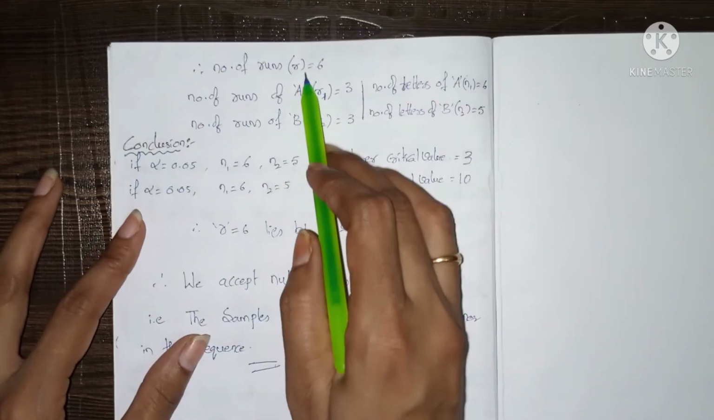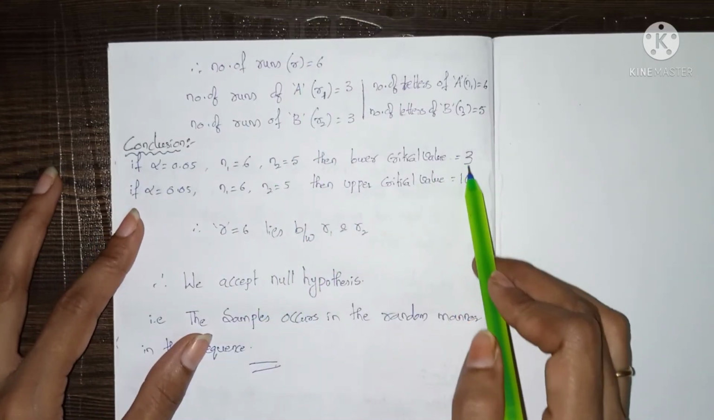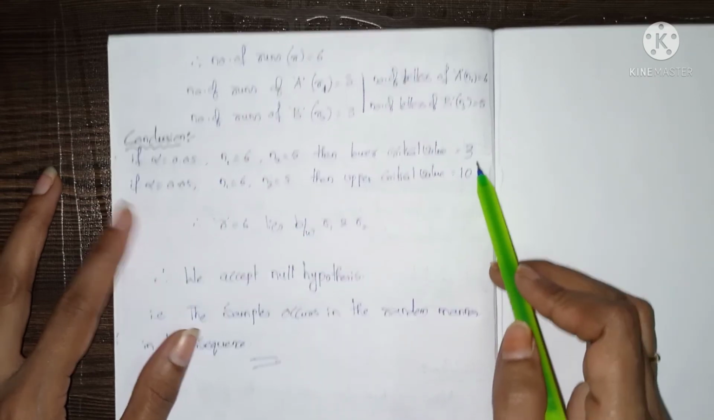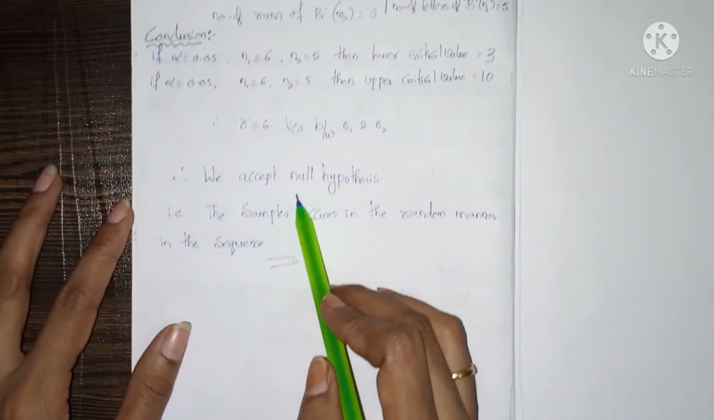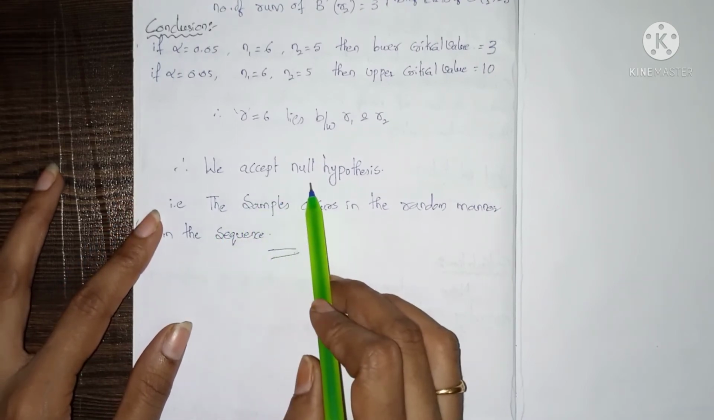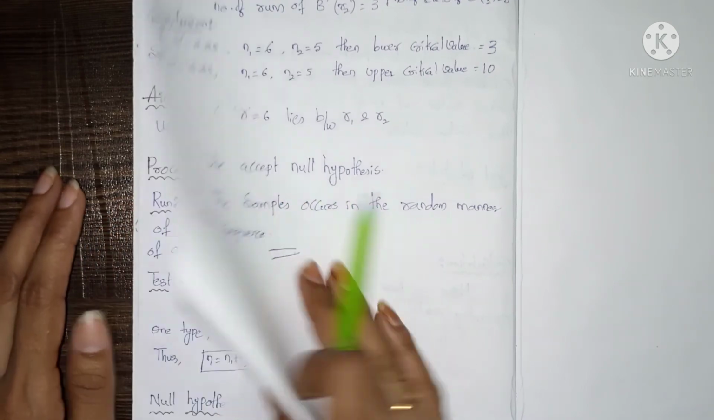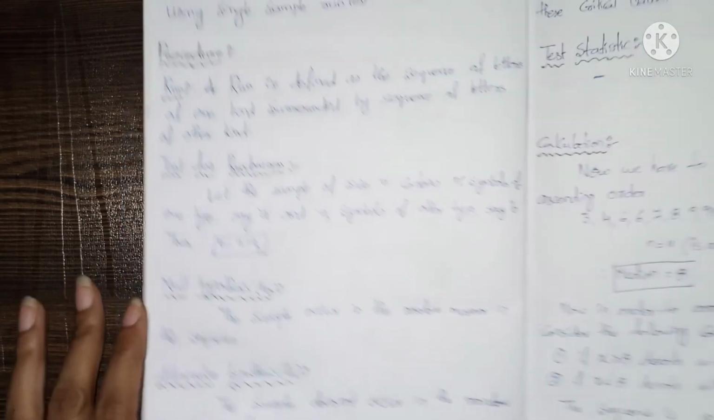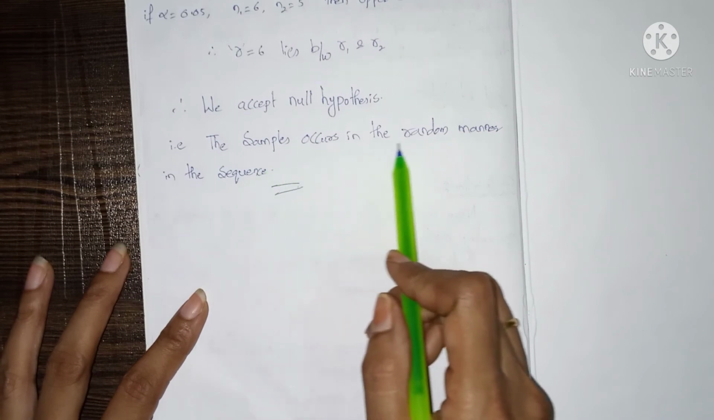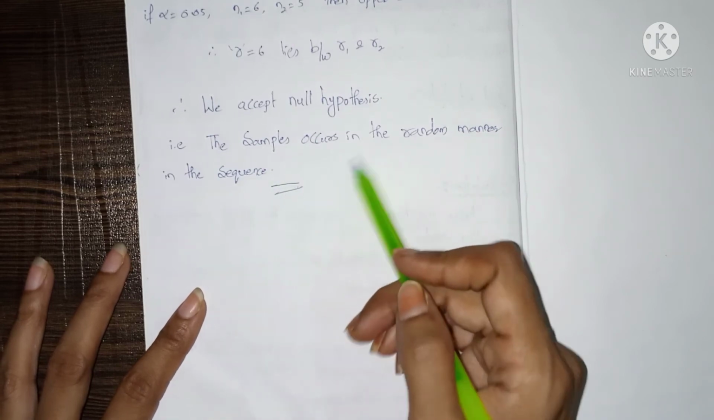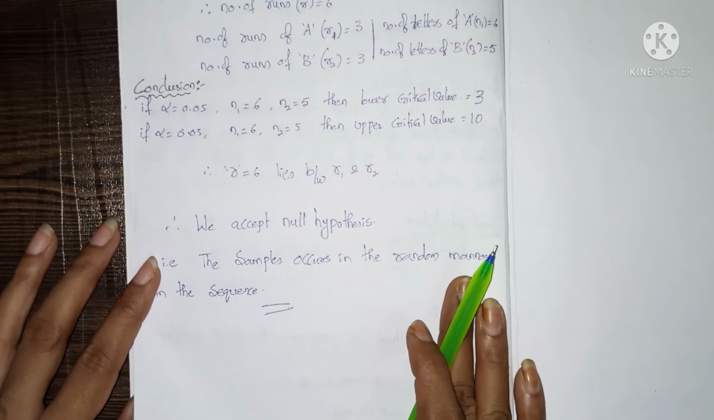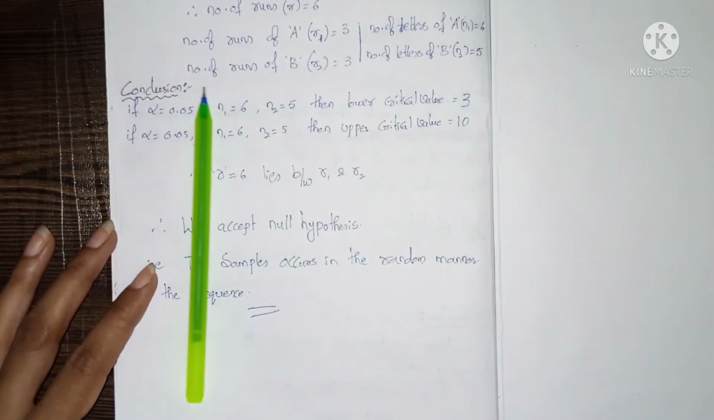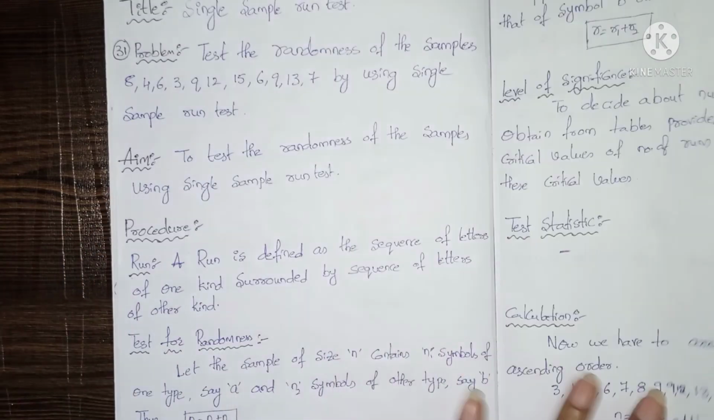Okay, now the R value is 6. This R value lies between the lower and upper critical values. Why? Because 3 to 10 is there, no? So 6 lies between 3 and 10. So that's why we accept the null hypothesis. So what is the statement of the null hypothesis? The sample occurs in a random manner in the sequence. So that only we have written. That means the given sequence is in random order. Okay, random sequence. So this is about practical sum 31.